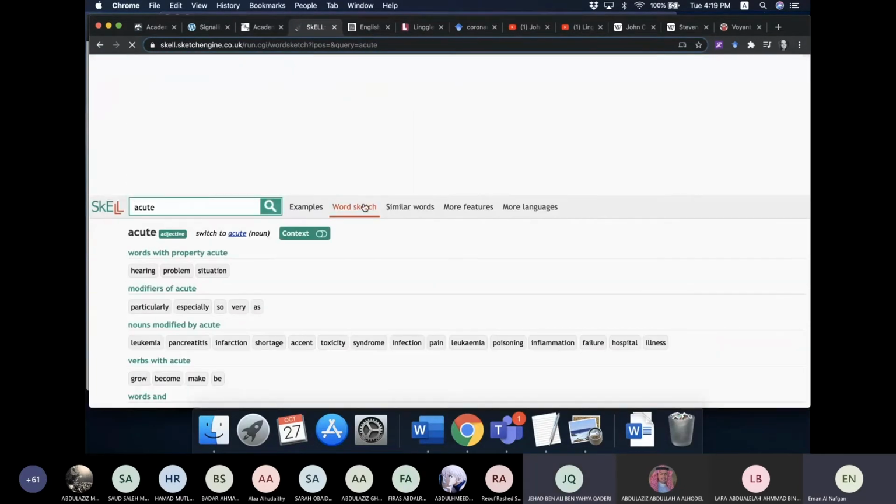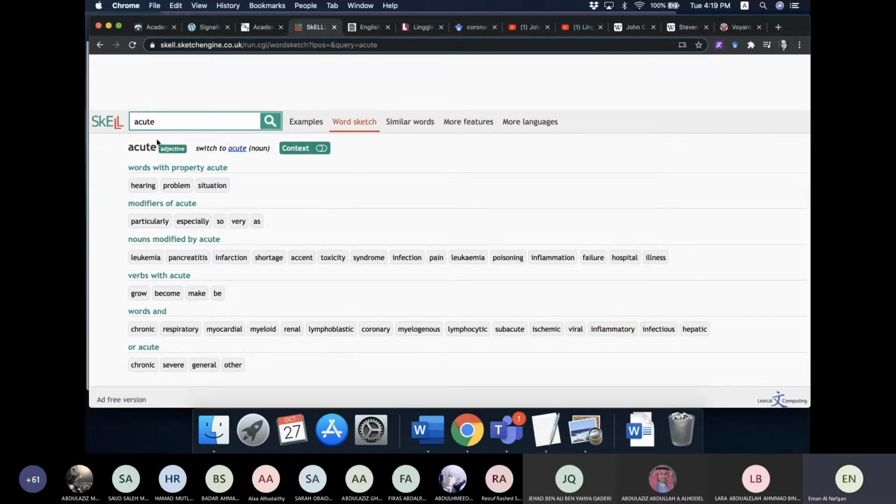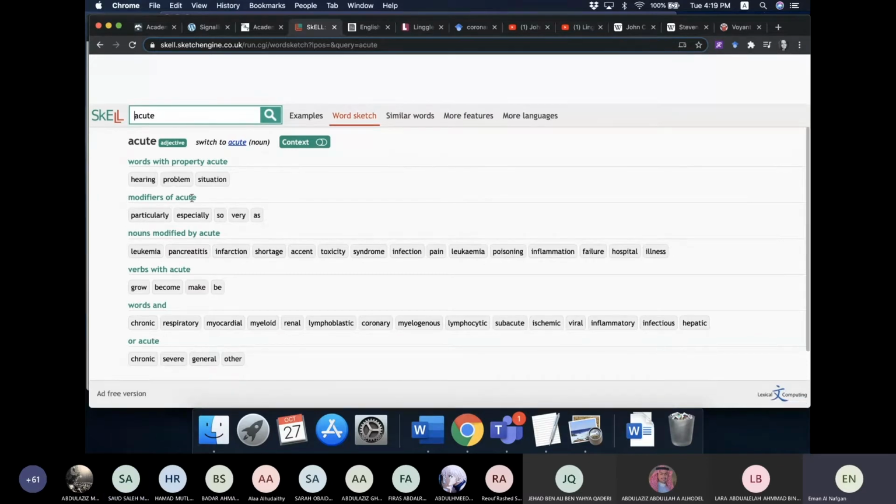If you click on the sketch, okay, so you have acute, and you will notice up here at the bar that you have acute as an adjective and the option to switch to acute as a noun. Also, you have context. If you look here, you can see these words are not acute. They are the words that happen to commonly fall next to acute.